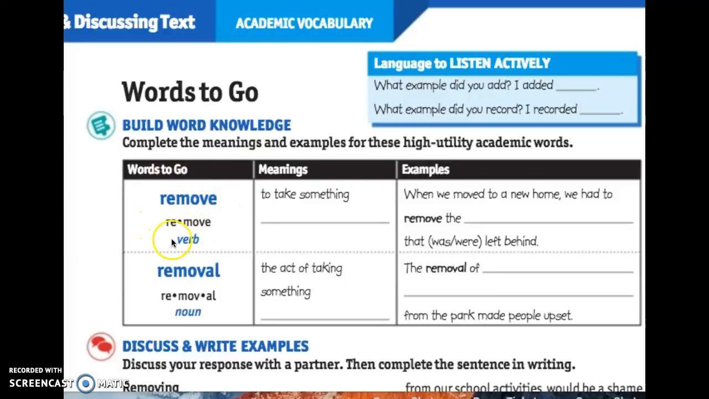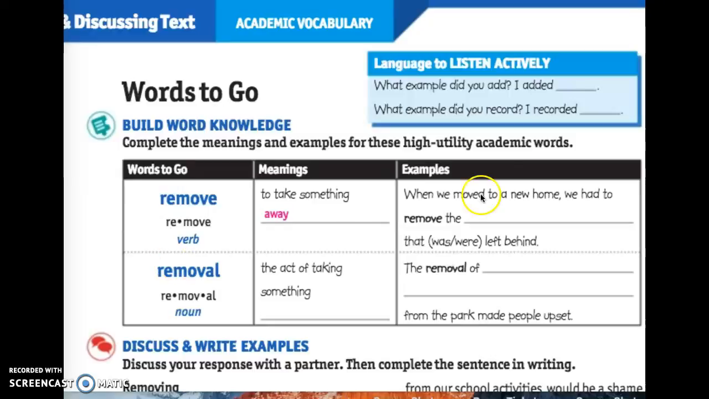Now remember, this is a verb, so this is something that you do. All right, this is an action. So the meaning is to take something away. That's simple. If I remove someone from class, or if I remove their grade, I'm taking it away, for example.